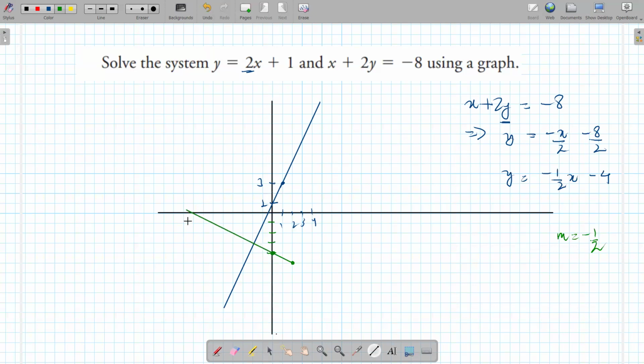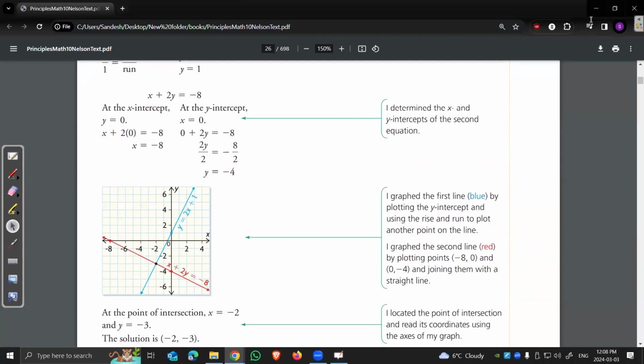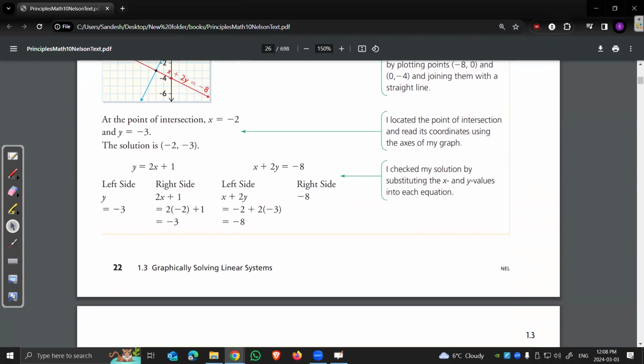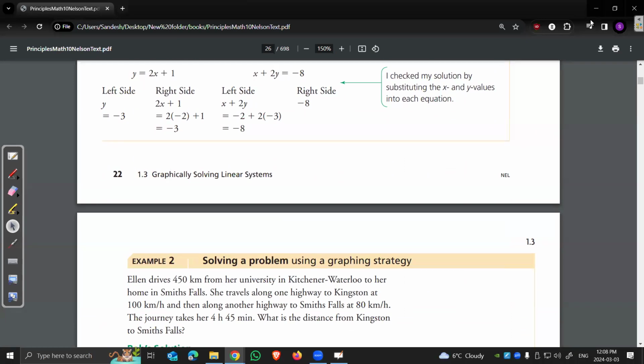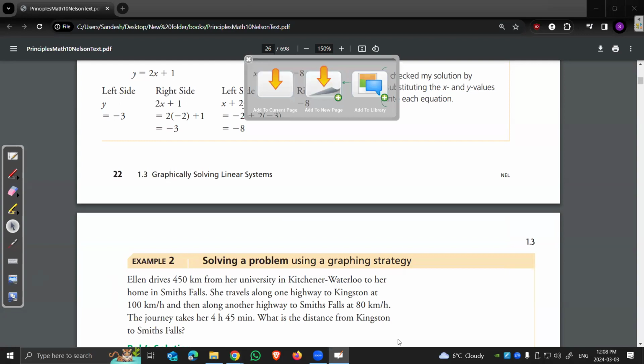And if you do it right, this will be your solution, wherever the points meet, wherever the two lines intersect. And that is -2 and -3. So that's the answer to this question, -2 and -3. And you are done. Cool? You can always do this using substitution or elimination as well. But if the numbers are small, I guess they all take an equal amount of time.